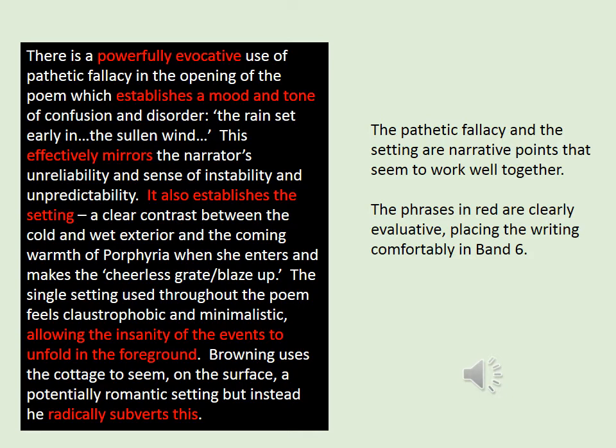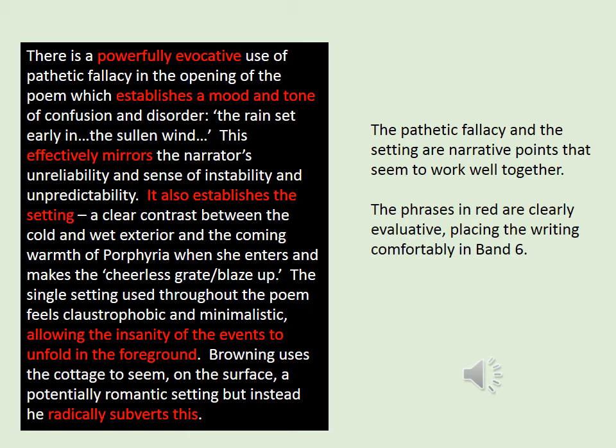Look at this example. There is a powerfully evocative use of pathetic fallacy in the opening of the poem, which establishes a mood and tone of confusion and disorder. The rain sets early in, the sullen wind. This effectively mirrors the narrator's unreliability and sense of instability and unpredictability. It also establishes the setting, a clear contrast between the cold and wet exterior and the coming warmth of Porphyria when she enters and makes the cheerless grate blaze up.